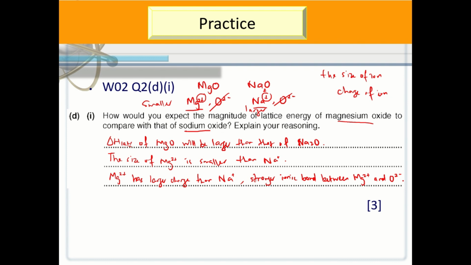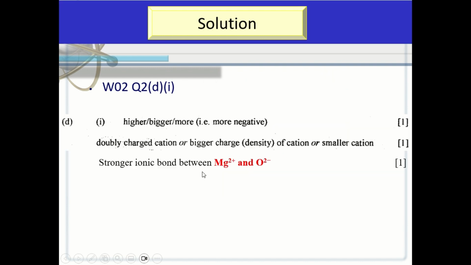So to answer a question like this, if you are asked to compare the magnitude, then talk about the two factors and end your answer with a stronger ionic bond between which two ions. I included the mark scheme also so that you can compare your answer with it.